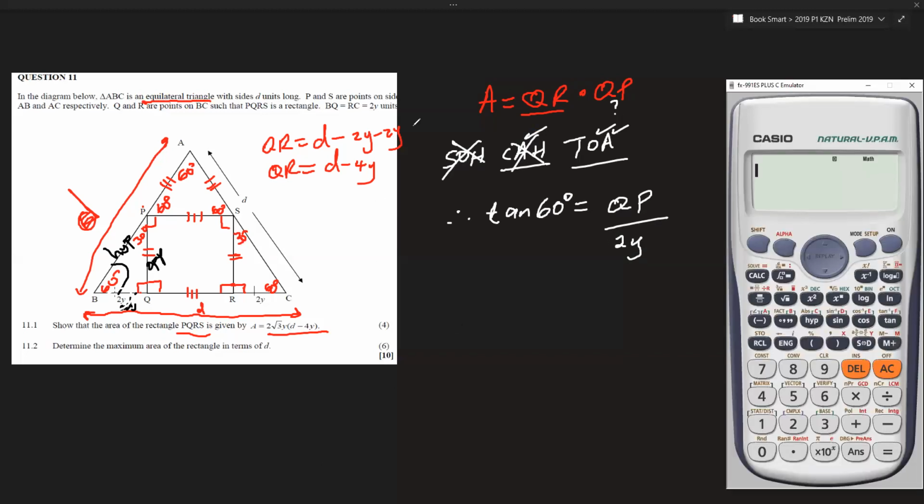Now let's see what tan 60 is on a calculator. So tan of 60 is what? Square root of 3. Okay. So this changes to square root of 3 equals QP over 2y. So this is over 1. I'm going to cross multiply here. So I have 2 square root 3y equals QP. Oh, now I'm sorted. I can substitute into my formula, I mean my area formula, right?